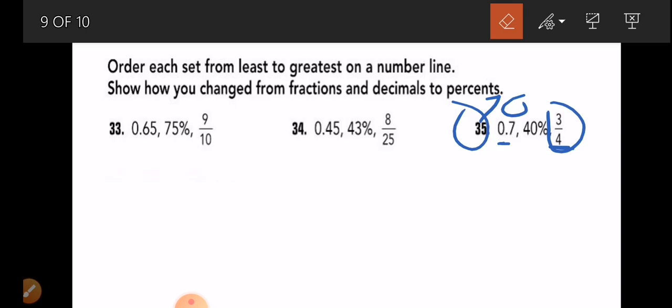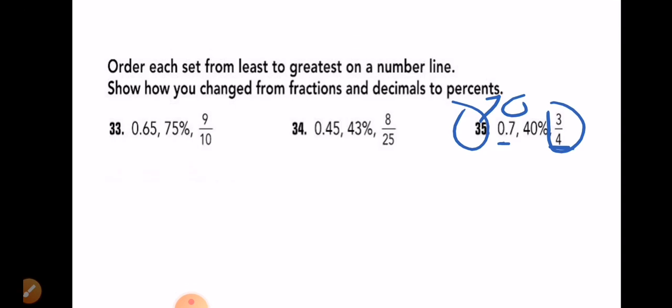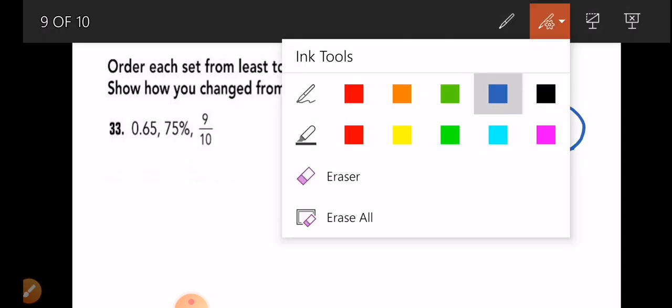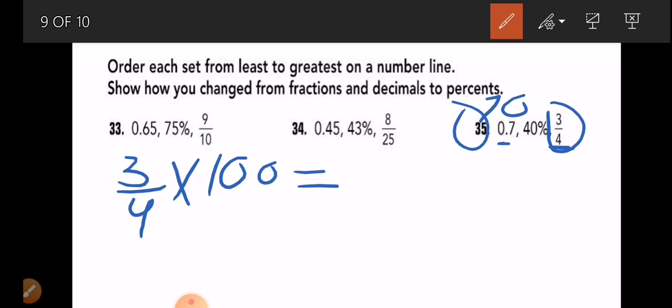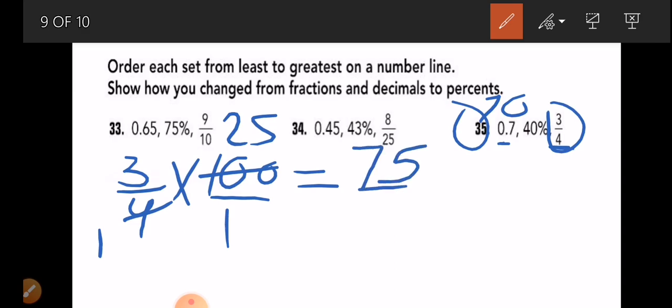But 3 over 4, to make it a percent, also multiply by 100. Let's do the multiplication. 3 over 4 multiplied by 100 over 1, simplify, simplify to 25. 3 multiplied by 25 will give me 75 over 1. 75 divided by 1 gives me what? 75%. And here we did 70%.